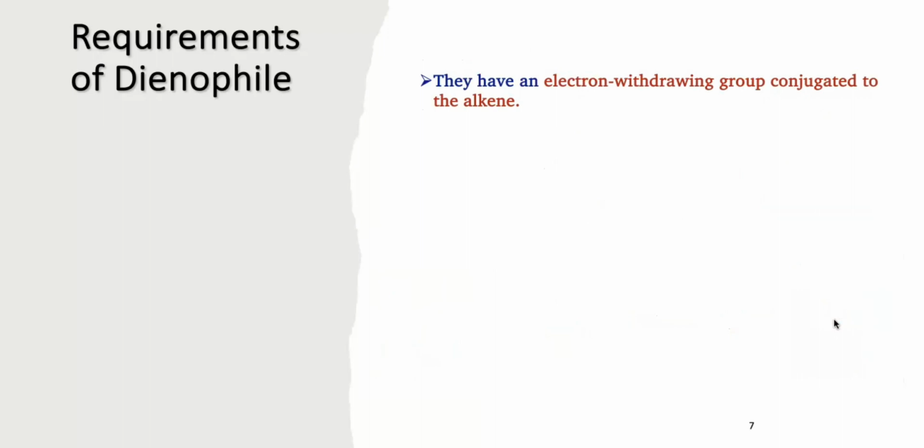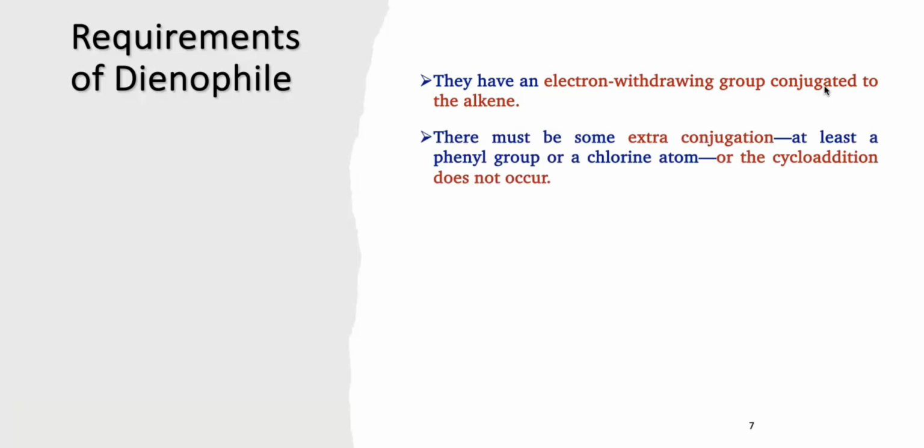Now coming to the requirements of the dienophile: they have an electron withdrawing group conjugated to the alkene. So the dienophile should have an electron withdrawing group that is conjugated to the alkene. So there must be some extra conjugation.